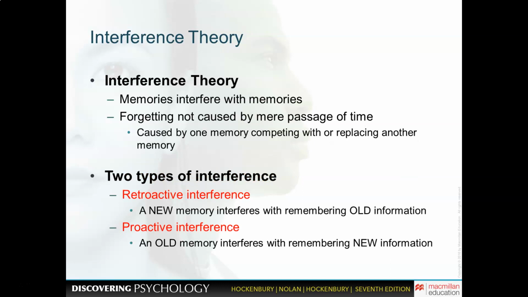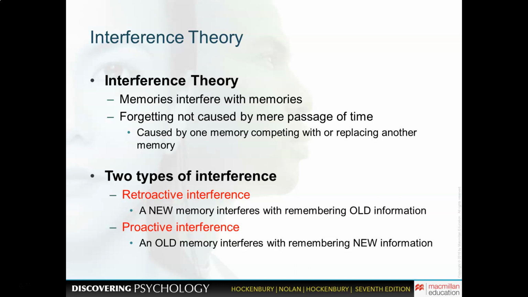All right. Another reason we tend to forget things is what's known as interference theory. Interference theory refers to memories interfering with other memories. That does not refer to memory loss because of the passage of time, but to memories that compete with each other or even replace each other.